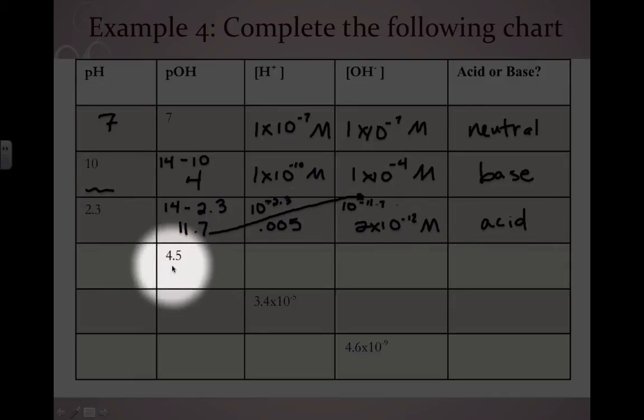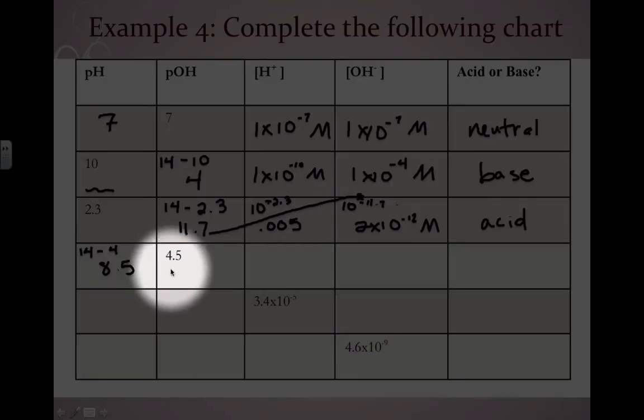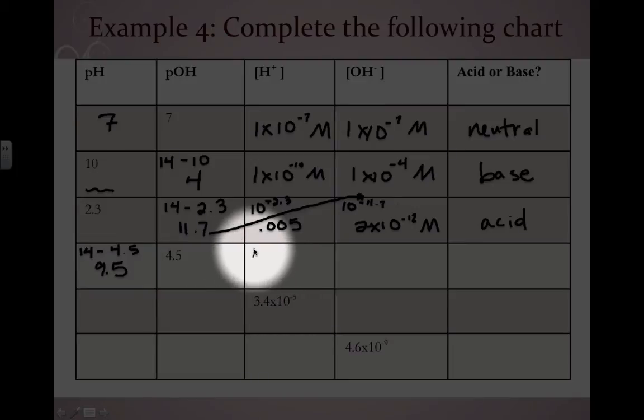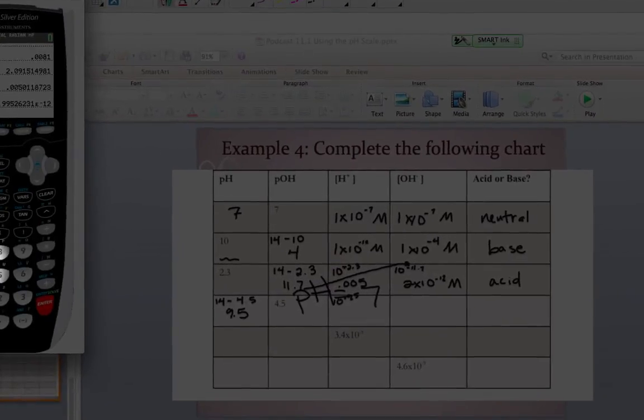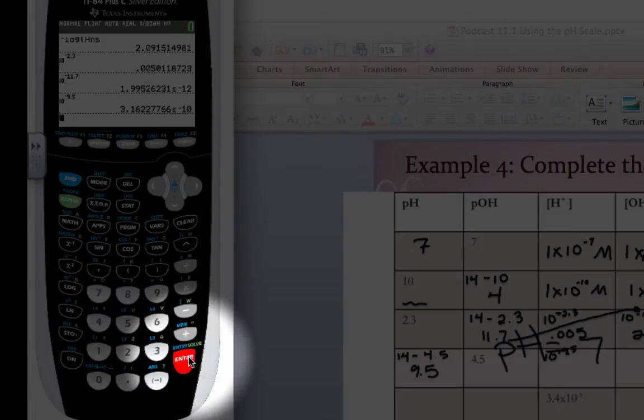Now let's start from pOH. If the pOH is 4.5, I subtract 14 minus 4.5 to get my pH. 8.5? No, 9.5. Subtracting numbers. So then I find my hydrogen ion concentration by doing 10 raised to the negative 9.5 power. So antilog, and then negative 9.5. 3.2 times 10 to the minus 10.